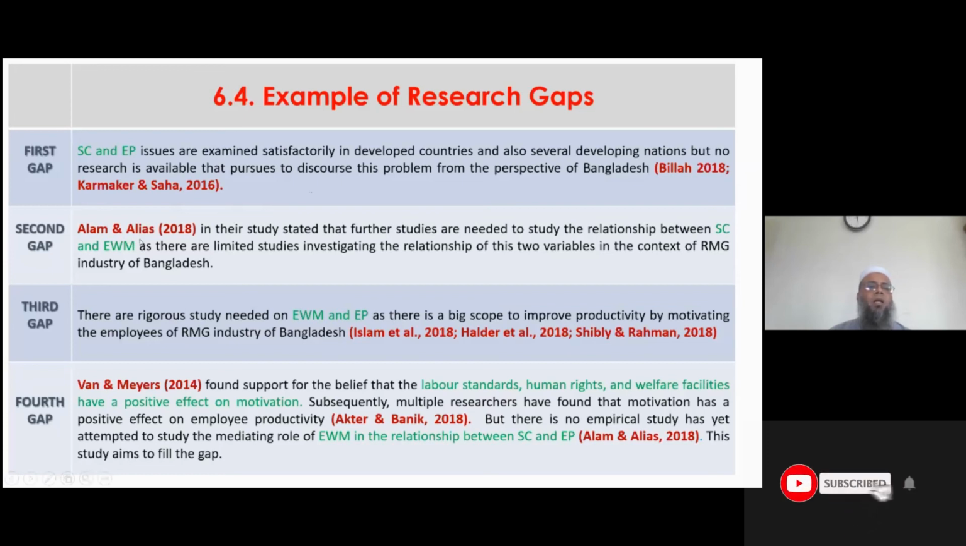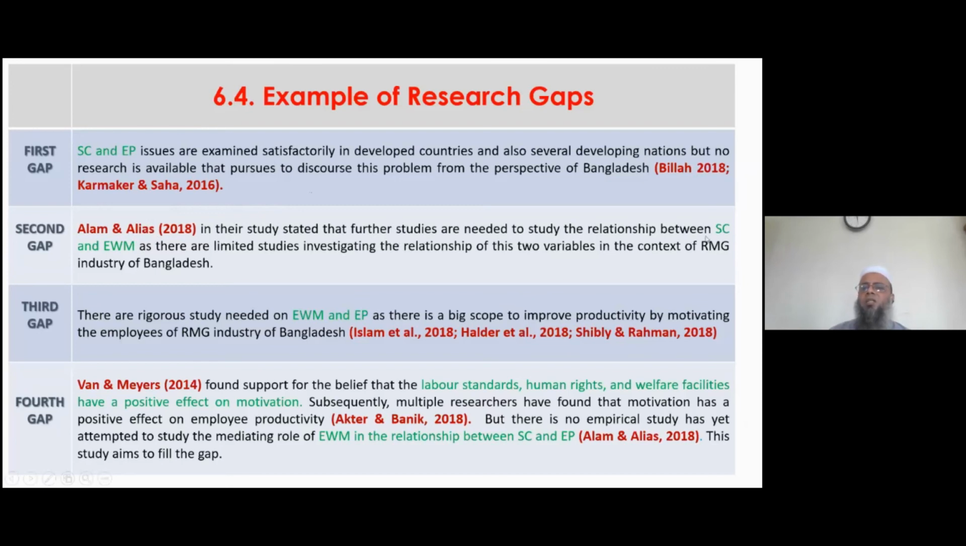Then Alam and Elias, in their study, stated that further studies are needed to study the relationship between social compliance and employee work motivation, as there are limited studies investigating the relationship between the two variables in the context of the RMG industry of Bangladesh. How to write, how to identify the research gaps. Rigorous studies are needed on employee work motivation and employee productivity, as there is a big scope to improve productivity by motivating the employees of the RMG industry of Bangladesh.